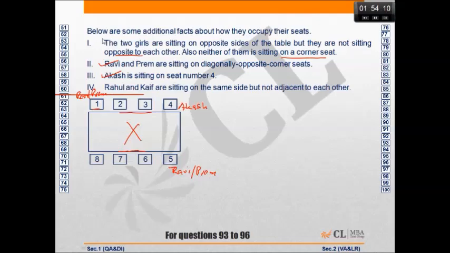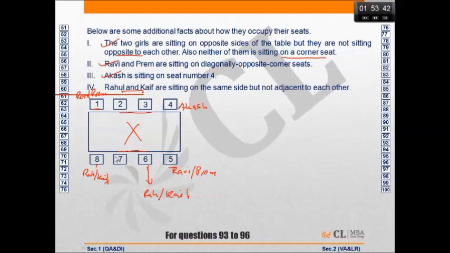Neither of them. So this also has taken. Rahul and Kaif are sitting on the same side but not adjacent to each other. Now that means Rahul and Prem have to be here, because Rahul and Prem are on the same side but not adjacent. That means if they are on this side, they will have to be in 2-3. So Rahul and Kaif, Rahul slash Kev, and 6 has to be Rahul slash Kev.